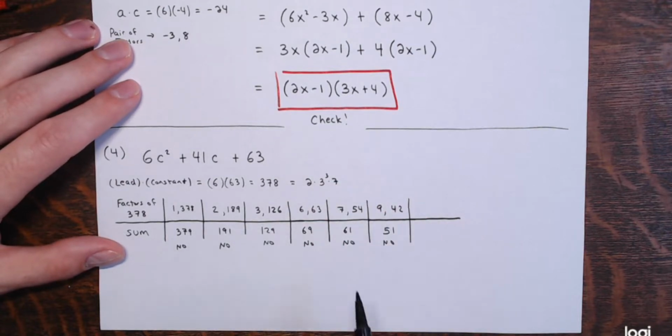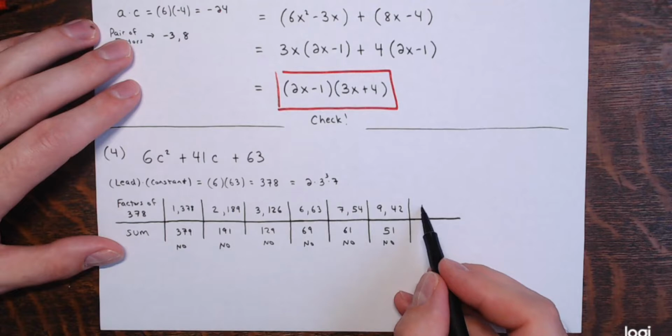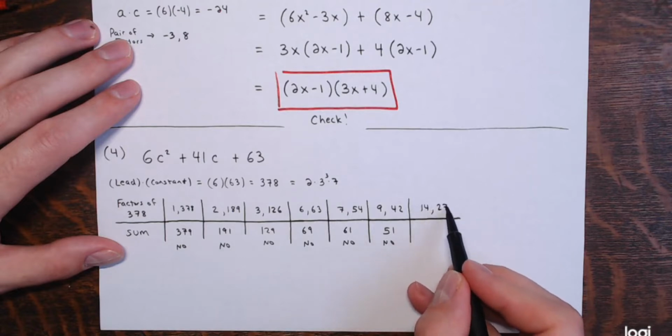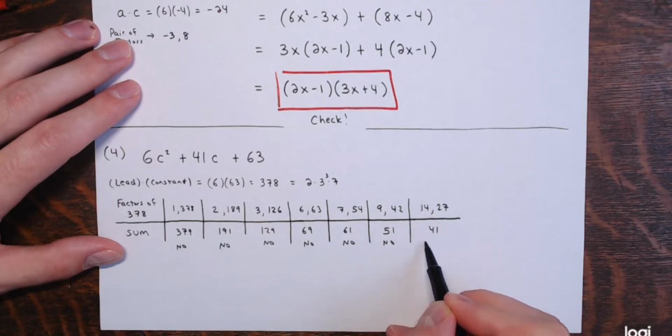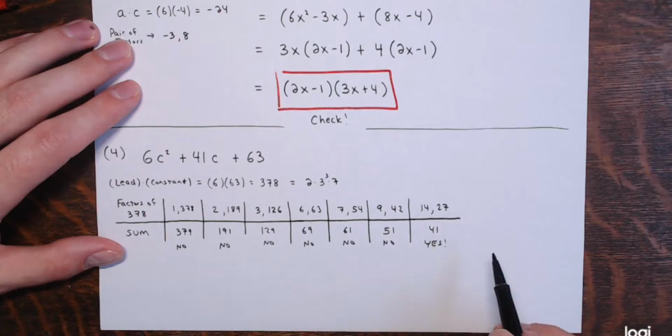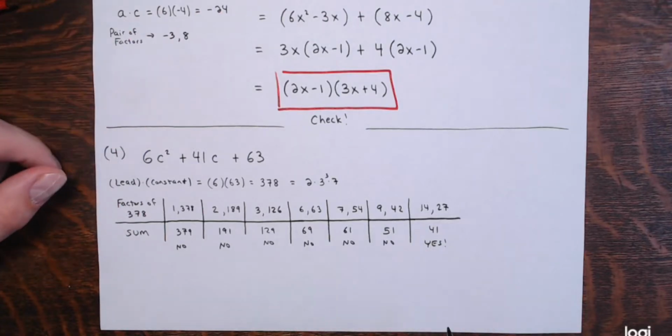Oh, there it is. I see it right now. 27 and 14. 14 and 27. Those add up to 41. Aha. Right. So yeah, that can be a pain, especially when the numbers are large like that.